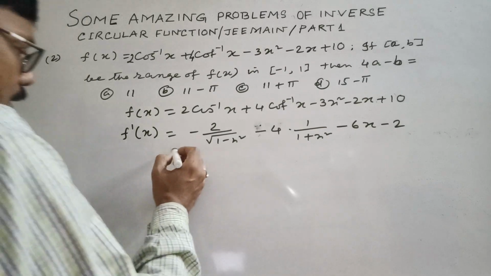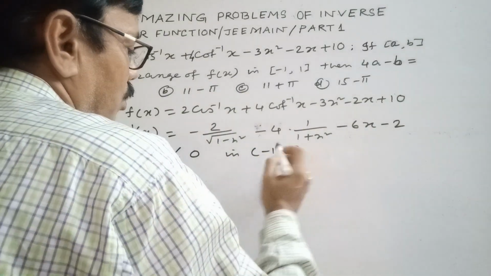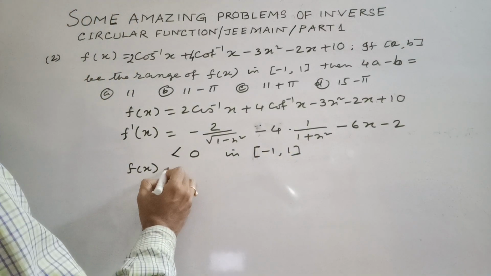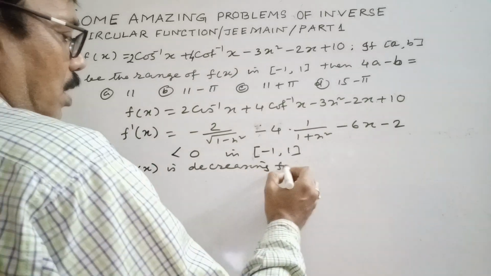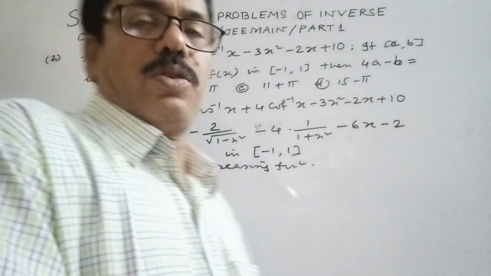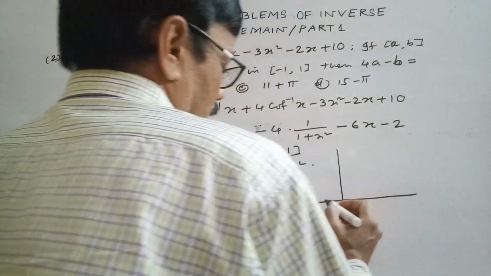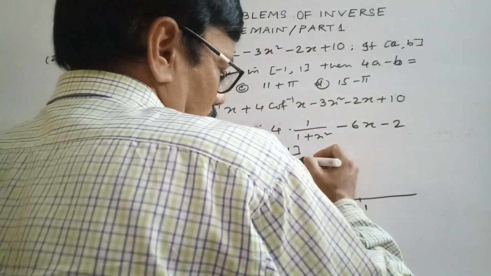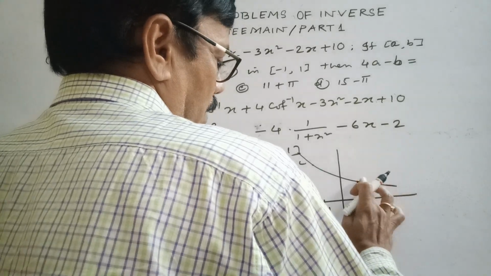So f dash x is less than 0 in (-1, 1). So f(x) is a decreasing function. Look, if f(x) is a decreasing function, suppose this is minus 1 and this is plus 1. If it is decreasing, the figure will be of this type in minus 1 to plus 1.